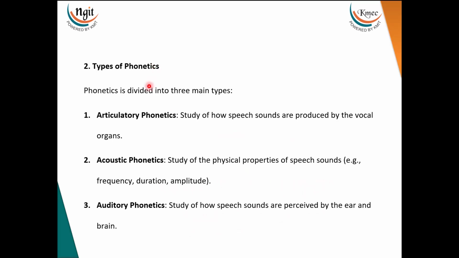Types of phonetics. Phonetics is divided into three main types. First one is articulatory phonetics, the study of how speech sounds are produced by the vocal organs. Second is acoustic phonetics, the study of physical properties of speech sounds, for example frequency, duration, and amplitude. Third is auditory phonetics, the study of how speech sounds are perceived by the ear and brain. So these are the types of phonetics.